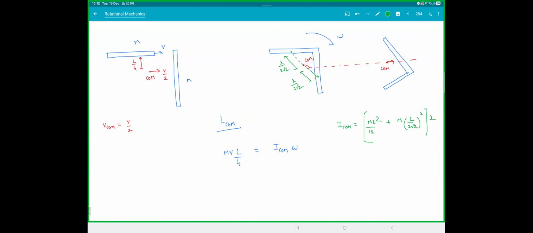That would be ML square by 12 plus ML square by 8. And that will be 1 by 6 plus 1 by 4, 4 plus 6, 10, 10 by 24, 5 ML square by 12. That just looks scary, but it is manageable.